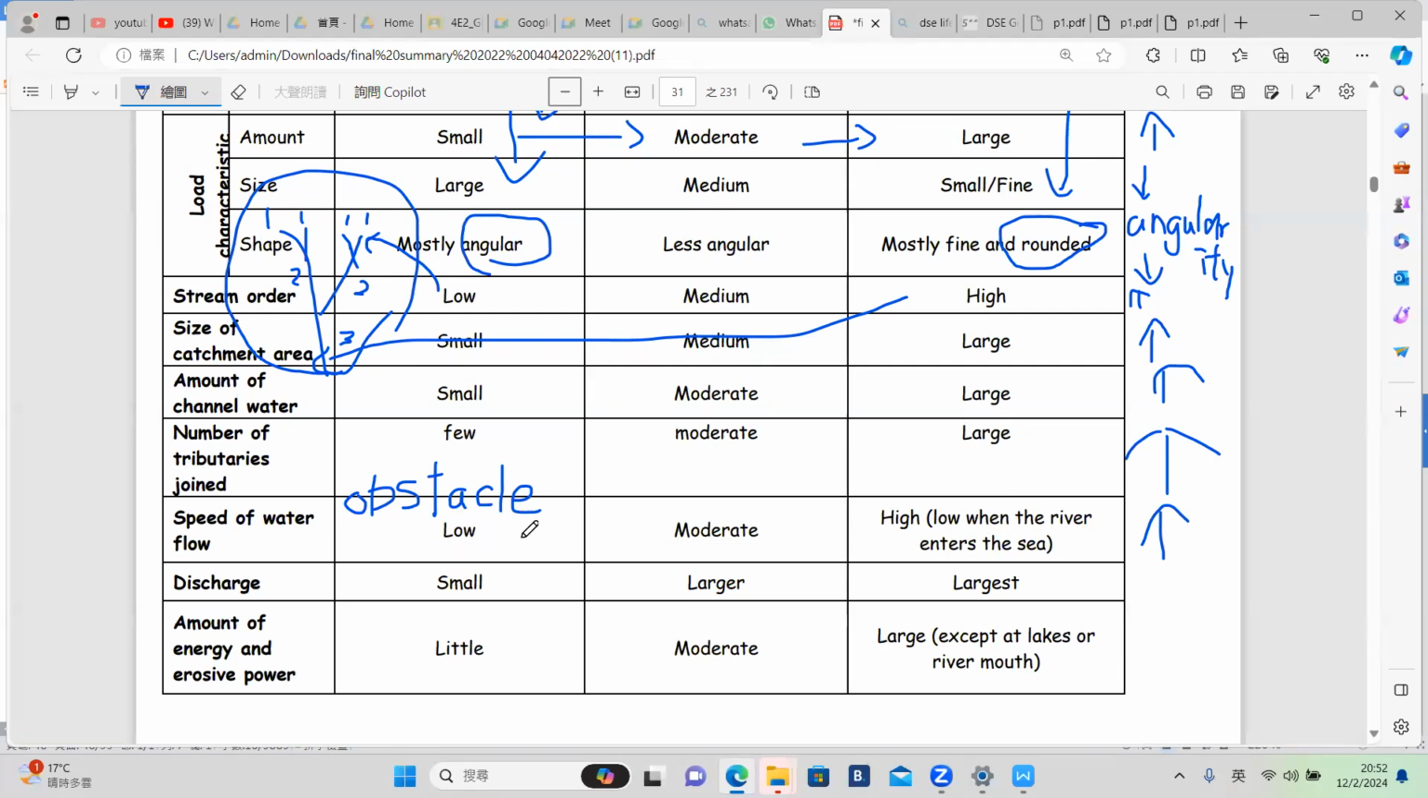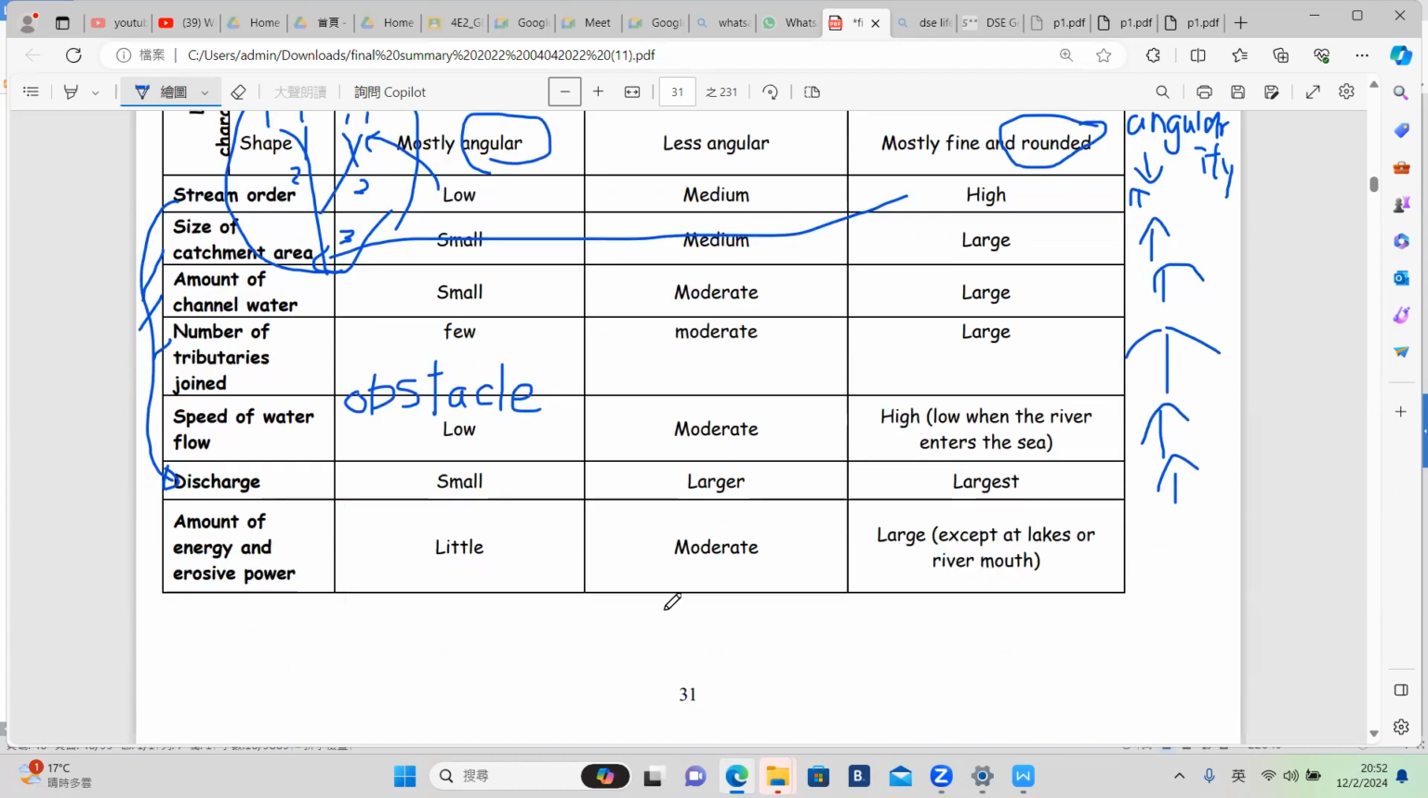Discharge also, okay, because from the stream order, size of catchment area, channel of the river, number of tributaries, all of them are explaining. At the upper course, there is less water, and then finally in the lower course, it has more water. Then altogether, the lower course has the largest discharge. Okay, the amount of erosive power because of the discharge is strongest in the lower course. It is largest in the lower course. Why? Because the discharge is highest.